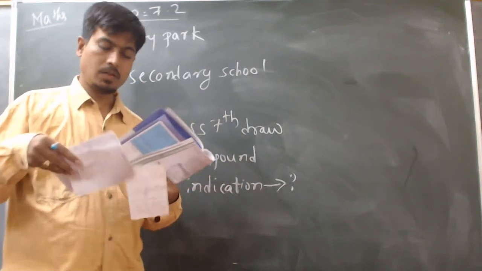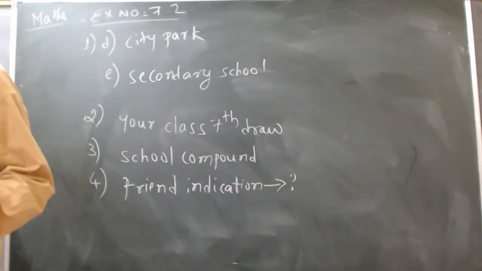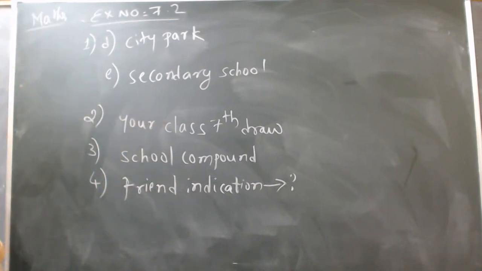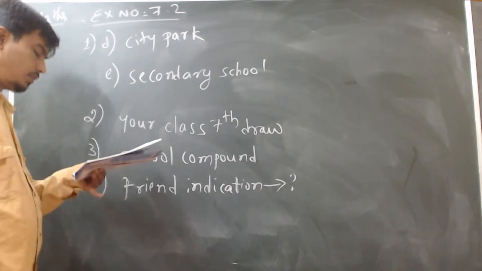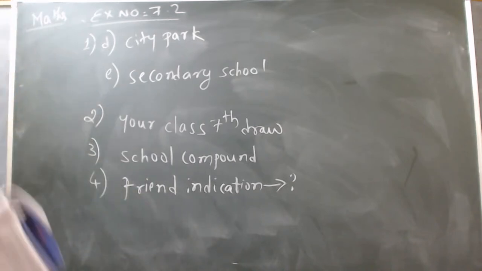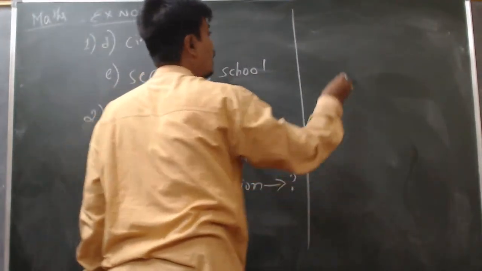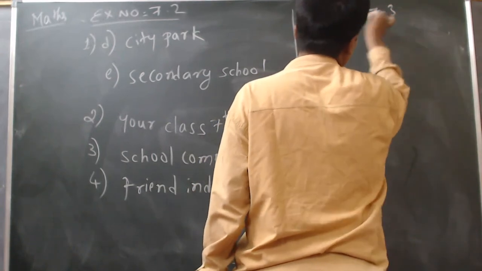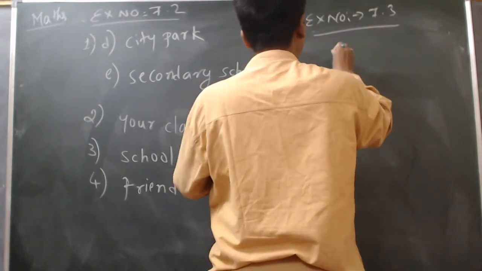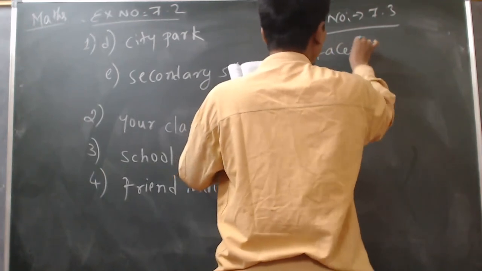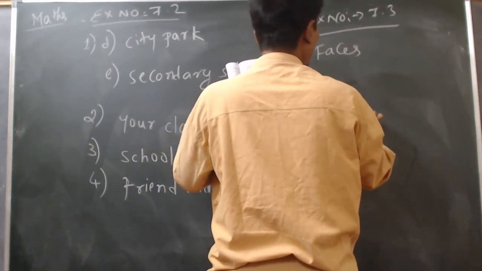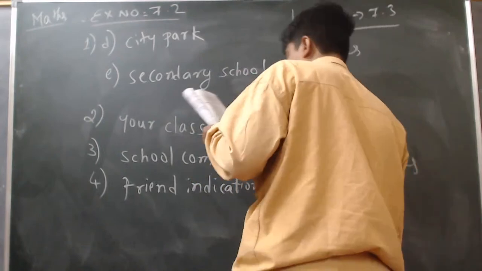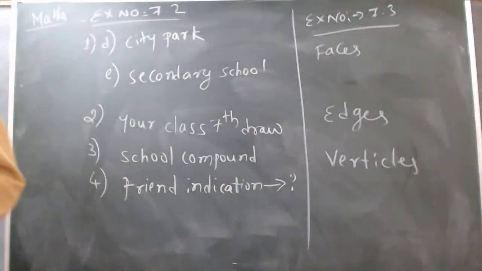Then comes faces, edges and vertices. What are faces? Exercise number 7.3, the last exercise of this chapter. Here we are learning that for a particular diagram we have faces, edges and vertices. If you know these three, you can learn Euler's formula.